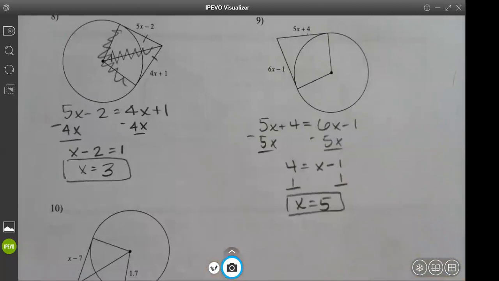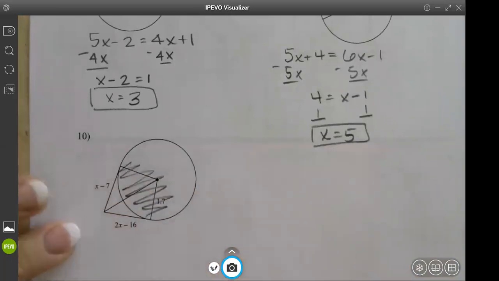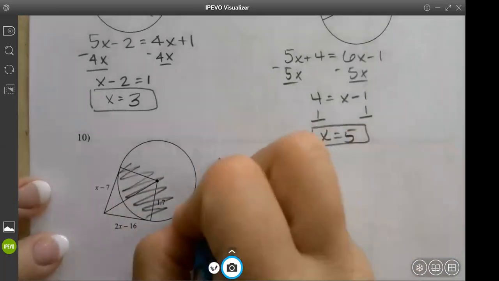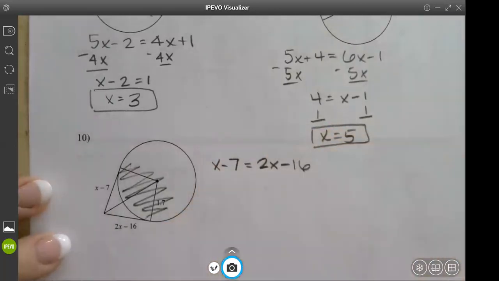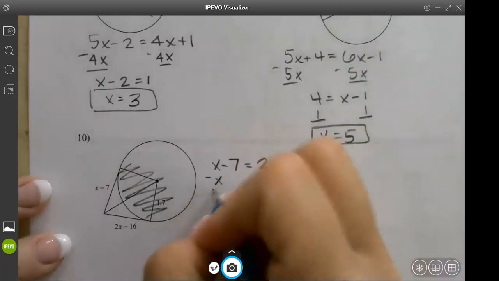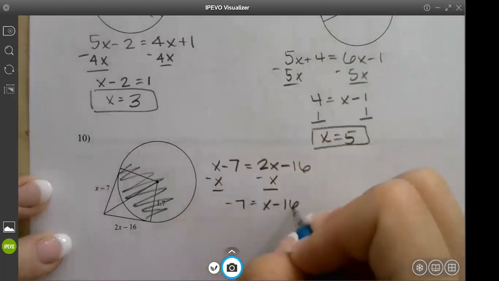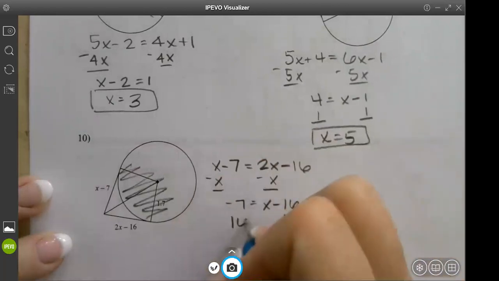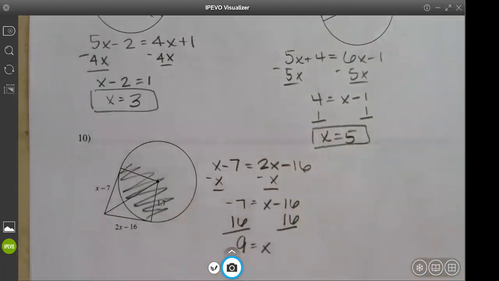And again, on number 10, you're doing the same thing. They try to give you things that make you think harder than what you need to, so none of this is needed. We just need these two. So set them equal. x minus 7 equals 2x minus 16. I move the smallest x. That gives me negative 7 equals x minus 16. Add 16. And I get x equals 9. That's literally it. Like it does not get any harder than that.